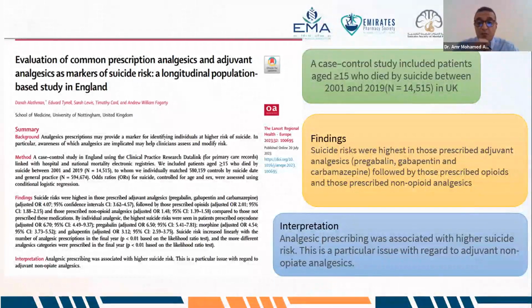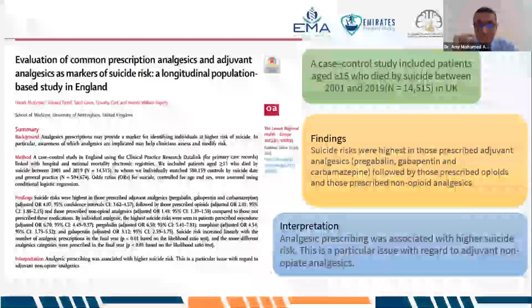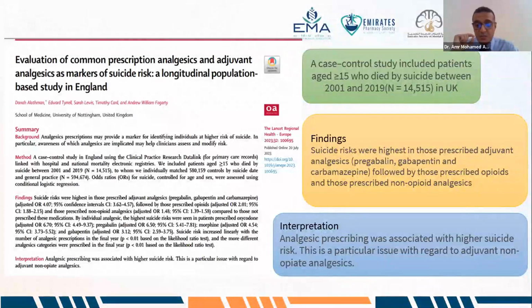The number of patients was more than 14,000 in the UK. The finding was that suicide risk was highest in those prescribed adjuvant analgesics, especially pregabalin, gabapentin, and carbamazepine, followed by those prescribed opioids and those prescribed non-opioid analgesics. The interpretation of this review is that analgesic prescribing was associated with higher suicide risk. This is a particular issue with regard to adjuvant non-opiate analgesics.